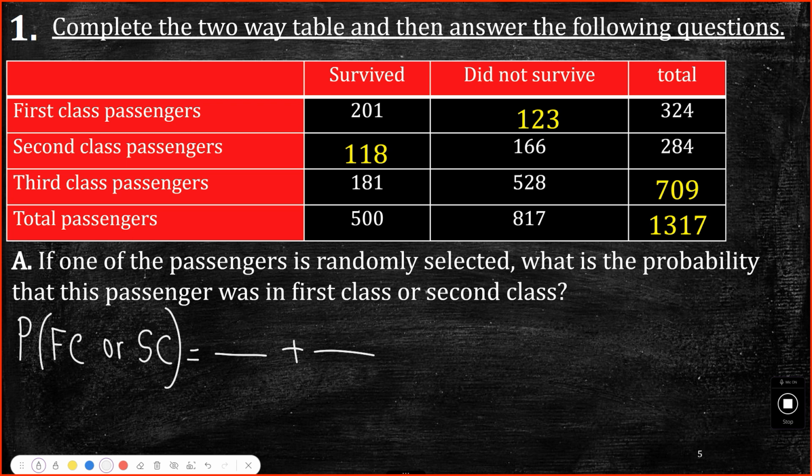So how many were in first class? 324. 324 out of the total. So this is out of the total number of passengers. And how many were in second class? 284. So again, add them up. It's over a common denominator. And then you could change it to percent if that's what it's asking on the test.